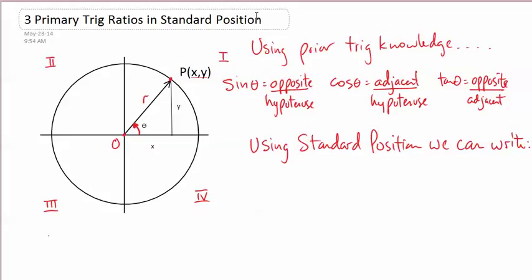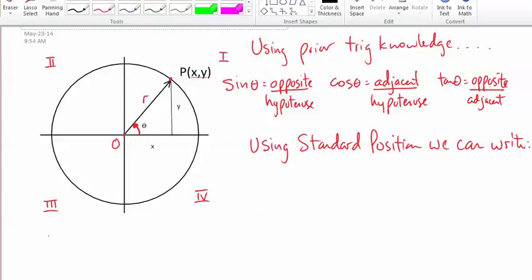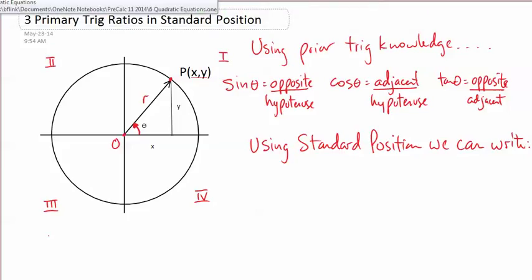Hi, in this lesson, we're going to learn about the primary trig ratios in standard position. Now, the primary trig ratios are sine theta, cos theta, and tan theta. There are actually other trig ratios that you'll learn about in the future, but we're going to focus on these ones right now. We've already talked about standard position, which was defined by a point P, a fixed distance from a fixed point, and moving counterclockwise positive or clockwise negative.